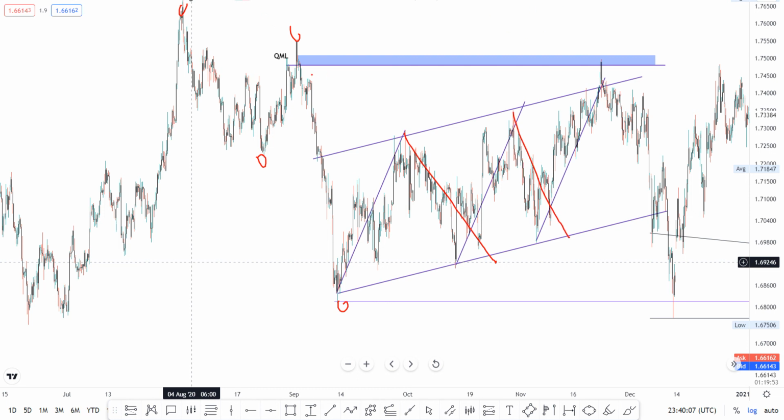So remember, low resistance liquidity. This low was taken before this high was formed. Price traded onto this level where we have this point of interest, which is at the same level with the Quasimodo level. So price traded into it and boom, we had this strong move to the downside.